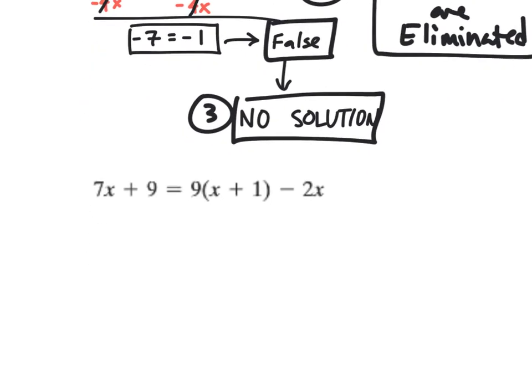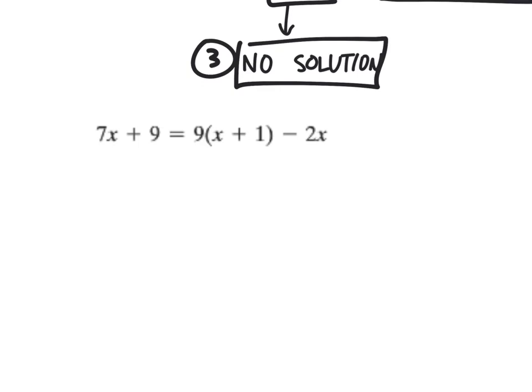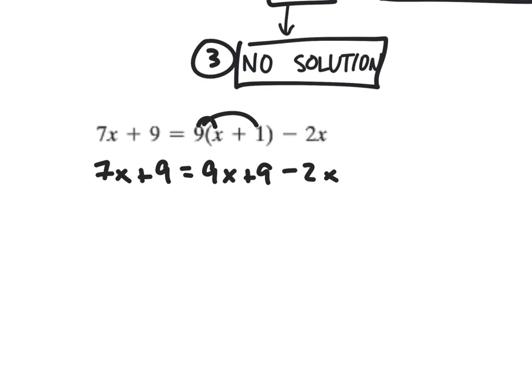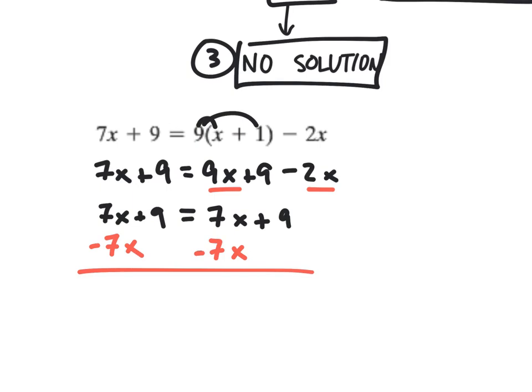Let's take a look at the next one. On this, let's distribute the 9 here. So I get 7x plus 9 is equal to 9x plus 9, and then minus 2x. I'm going to combine my like terms, 9x minus 2x. That's going to give me 7x plus 9. On the left side, I have 7x plus 9. Notice how I have the exact same thing on the left side as I do on the right side. Now, I'm going to subtract 7x from both sides. These both get eliminated and they cancel out.